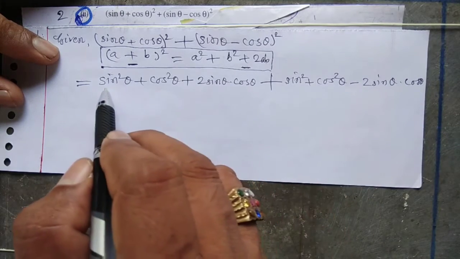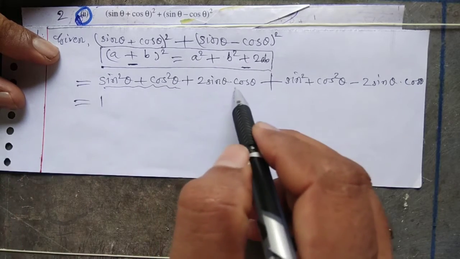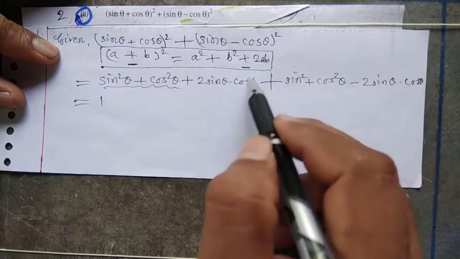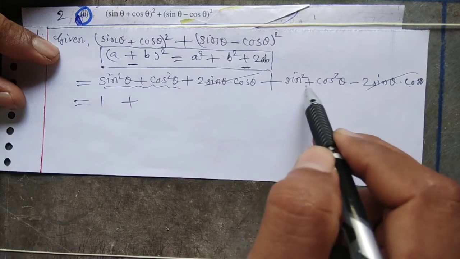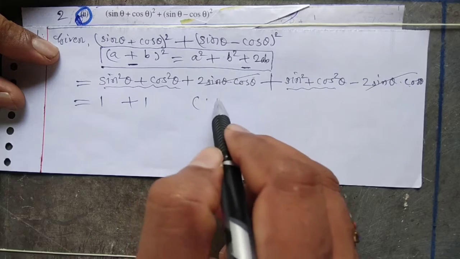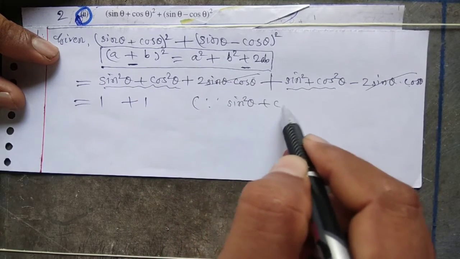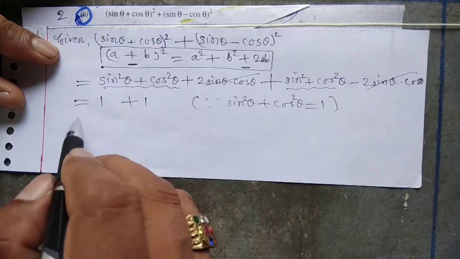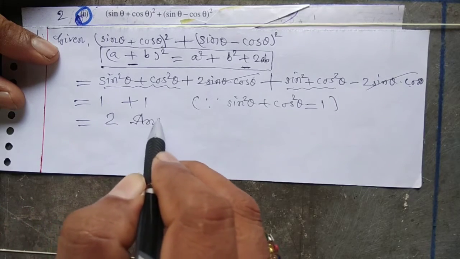Now this sin square theta plus cos square theta is equal to 1. 2 sin theta cos theta minus 2 sin theta cos theta, these two cancel, plus sin square theta plus cos square theta, 1. Since sin square theta plus cos square theta is equal to 1, this is the formula. So 1 plus 1, 2, so this is the answer.